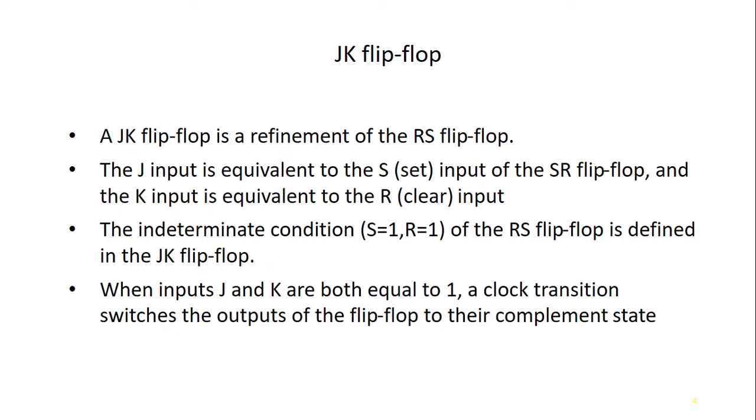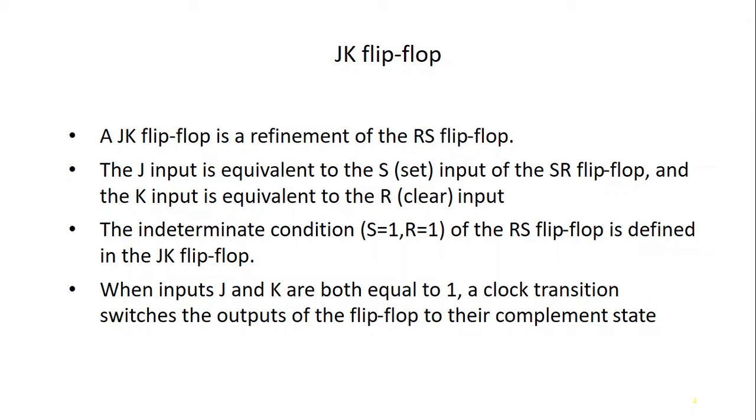A JK flip-flop is a refinement of RS flip-flop, and the invalid condition S is 1 and R is 1 of the RS flip-flop is defined in the JK flip-flop. The inputs J and K behave like inputs S and R to set and clear the flip-flop respectively. When inputs J and K are both equal to 1, a clock transition switches the output of the flip-flop to their complement state. The J input is equivalent to S input of SR flip-flop and K input is equivalent to R input of SR flip-flop.